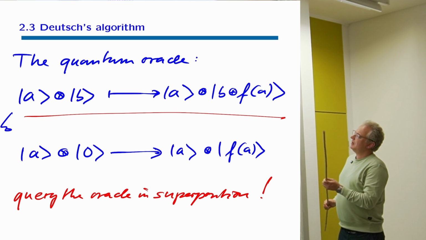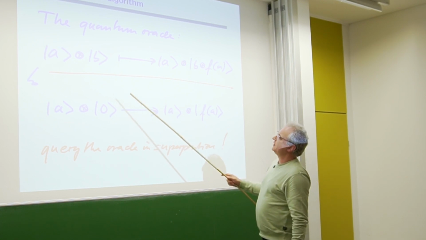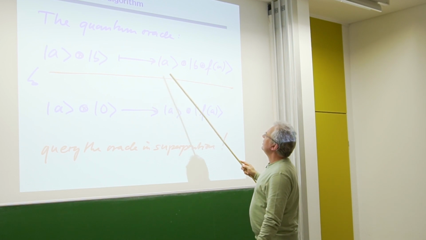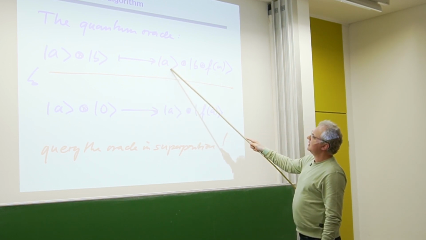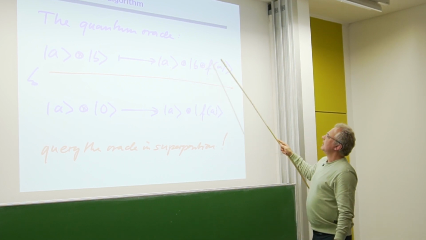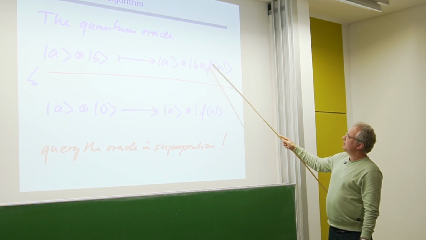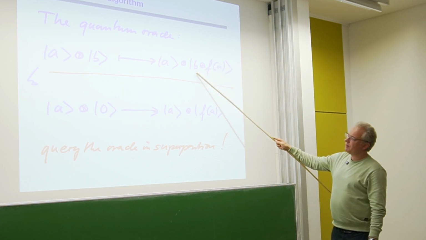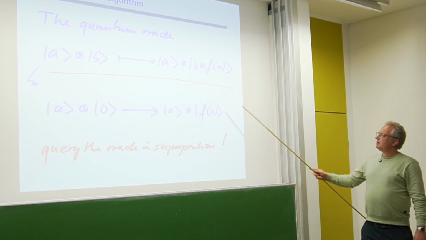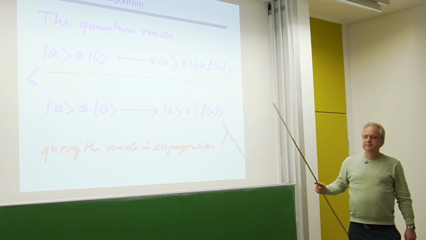Okay, and so the way we get this reversibility is this. We have two registers, the one we care about and another one, and what the oracle does is it keeps the first register what it was, and then to the second register it adds modulo 2 the function value to whatever was already in that register. You can easily convince yourself that this is a reversible operation. In fact, this operation is its own inverse.